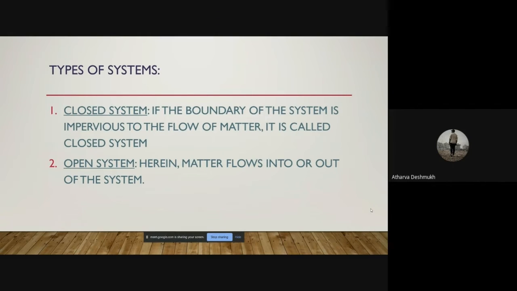There are many types of systems, so we will know about them in brief. First is the closed system. If the boundary of the system is impervious to the flow of matter, which means that matter cannot come in or go out of the system, then it is called a closed system. The second type is the open system. Herein, matter flows in or out of the system. We also have diagrams to explain it better.